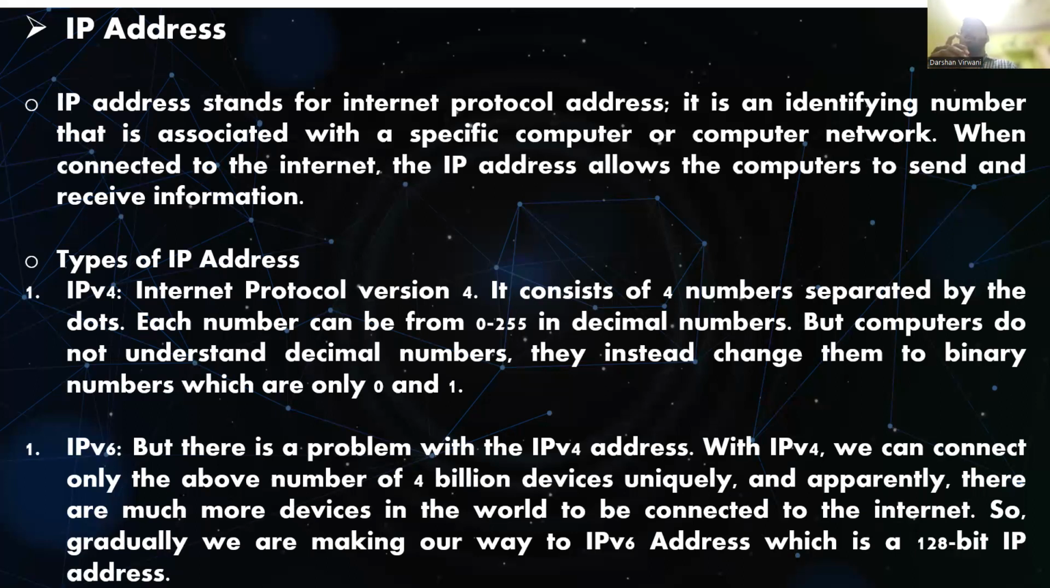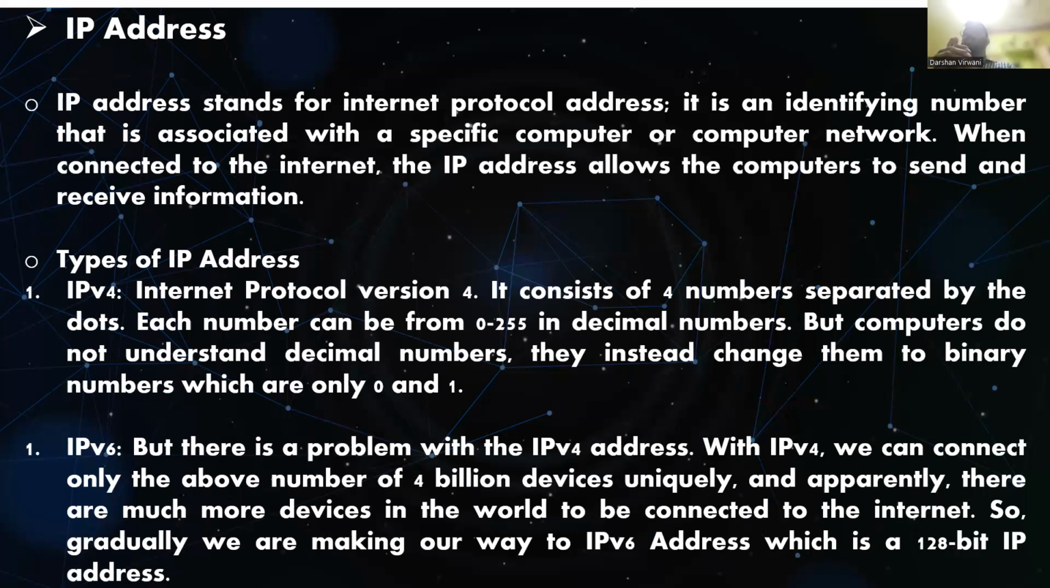There are majorly two types of IP address. IPv4, Internet Protocol version 4, was the first Internet protocol for IP addresses. In this type of IP address, each number can range from 0 to 255 in decimal. But computers do not work with decimal numbers, so these IP addresses are converted to binary, 0s and 1s, which are easily understood by computers.